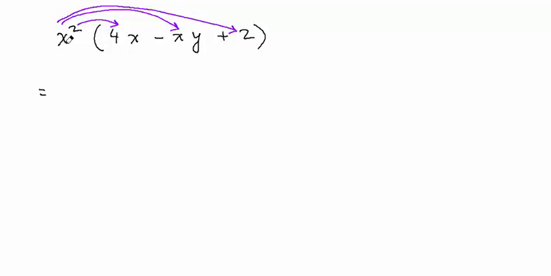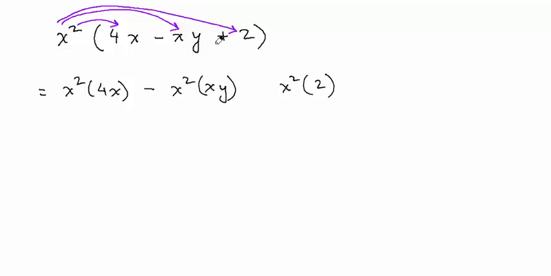Let's do that. x squared times 4x, x squared times xy, and there's a subtraction, so therefore we are going to subtract. And finally, x squared times 2. And there's an addition, therefore we are going to add them up. x squared times 4 times x is 4 times x cubed, because you have x times x, which is x cubed, minus x squared times x is x cubed again, y, plus 2 times x squared. We don't write x squared 2, we write the constant first followed by the variable. So this is what you get when you apply the distributive property on this expression.